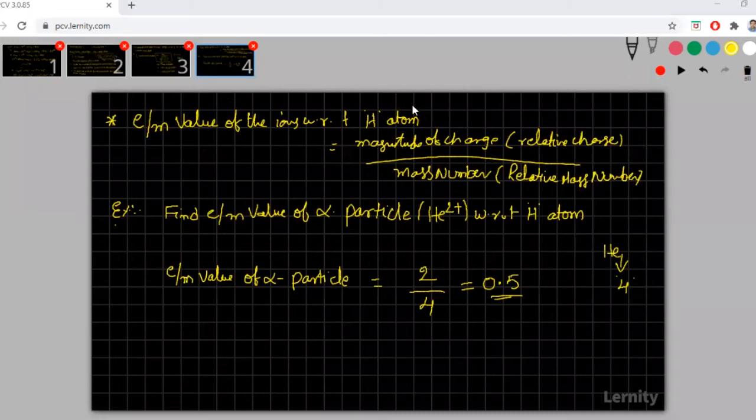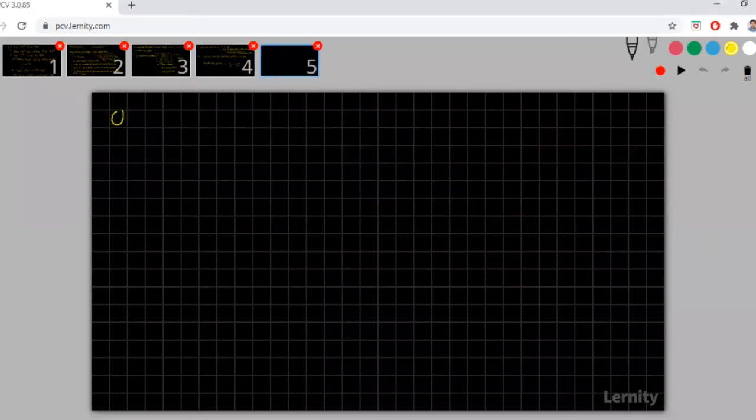e by m is the charge to mass ratio. That is called specific charge. Okay, should we move on to the next topic? Charge of the electron.